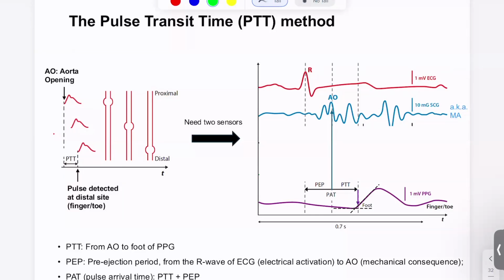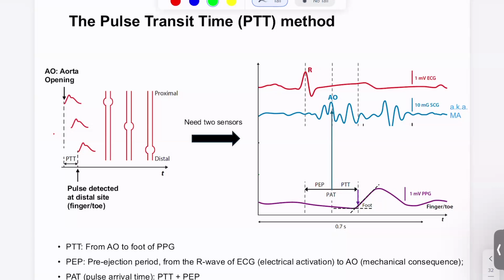Pulse transit time method, PTT. So what does this mean? What does PTT mean here? It's essentially measuring the time it takes for a pulse to travel from the heart. The heart is where a pulse is generated. It measures the time for a pulse to travel from the heart to a finger or a toe. So that's the pulse transit time, PTT.